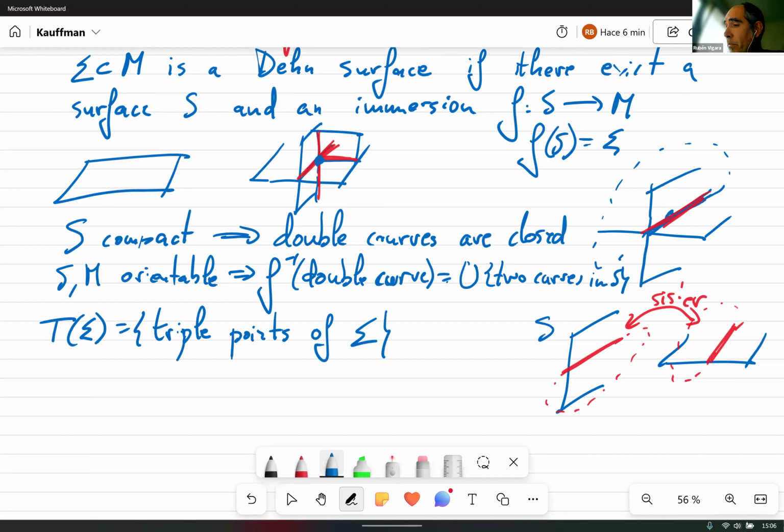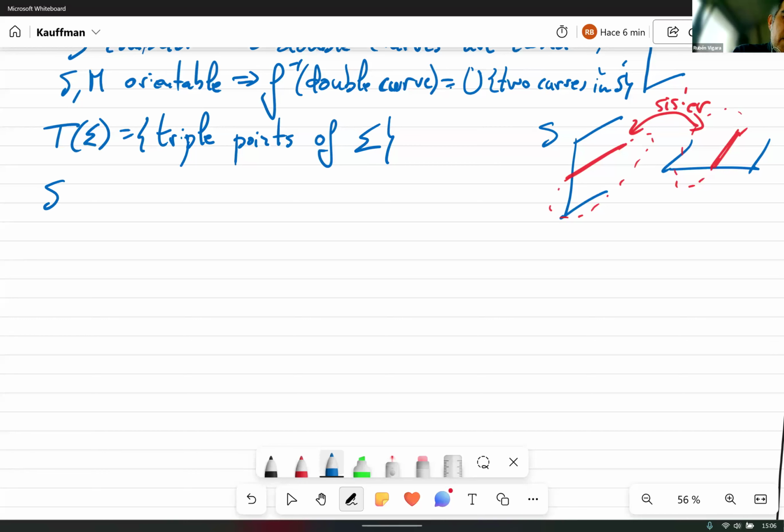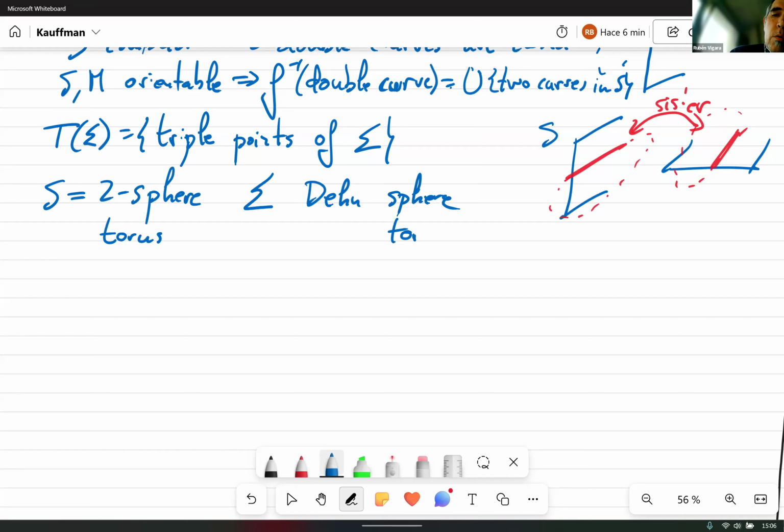If this domain surface is of a special kind, the Dehn surface will have also a name. So if S is a two-sphere, for example, we say that sigma is a Dehn sphere. If it's a torus, it will be a Dehn torus. A genus G surface, a Dehn genus G surface, and so on.